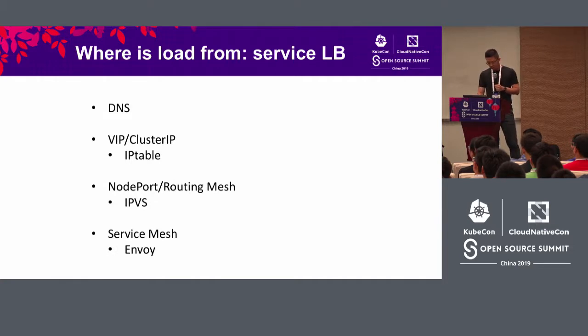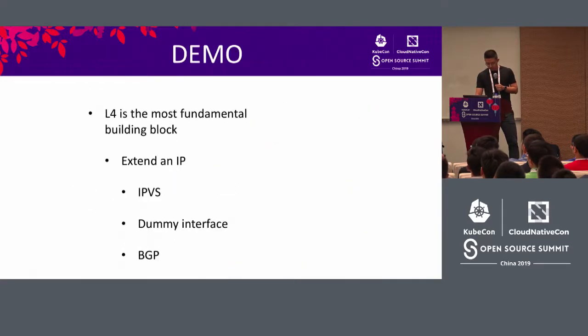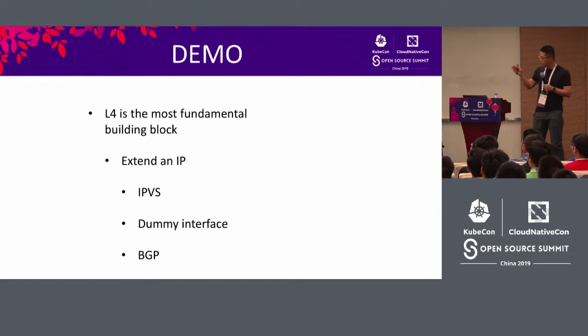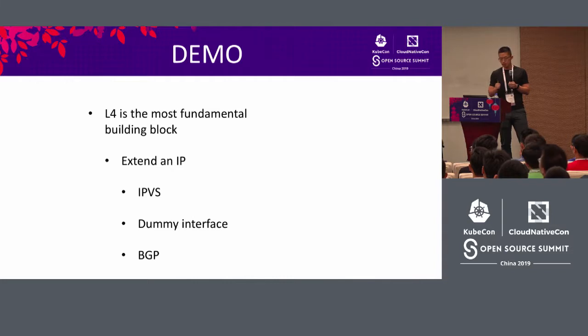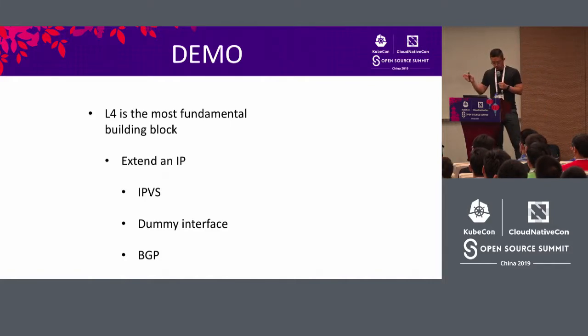So now, with this concept being said, this concept's just very dry, and really, talking is very cheap. So let's just get into the demo. As we can see from the previous list, of all these techniques, L4 load balancing is actually the most fundamental building block. And what I'm going to show in this demo is how to extend one IP to make it a name or an abstraction in terms of L4 networking. I'm going to do this by using some widely available open source software like IPVS, a dummy interface, BGP, or ECMP.